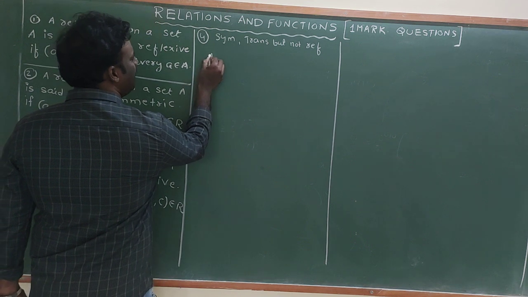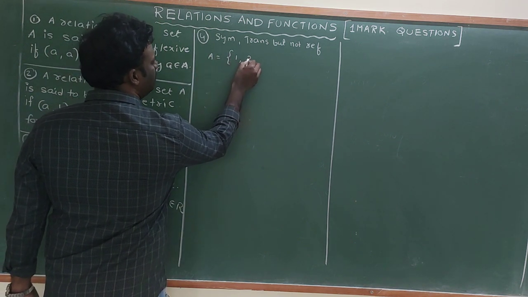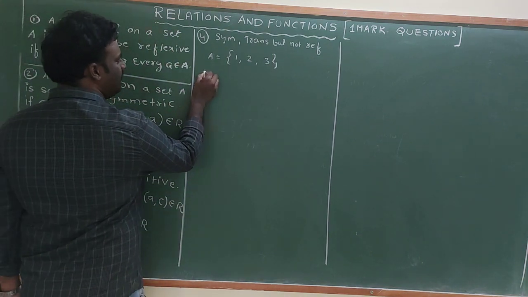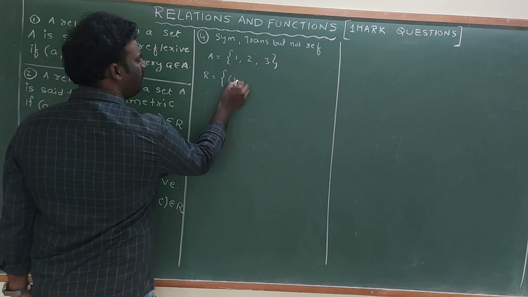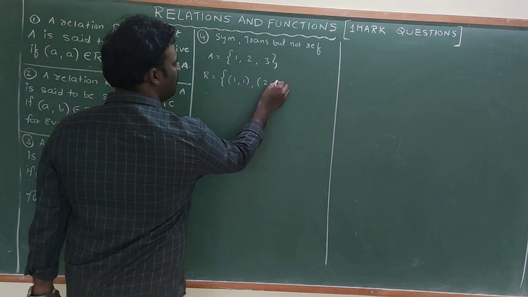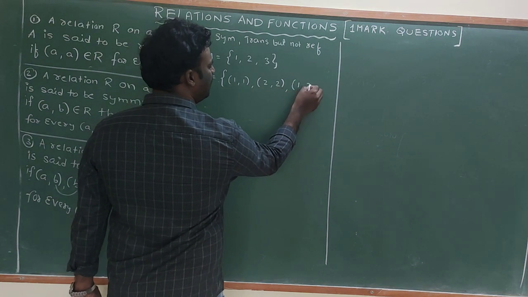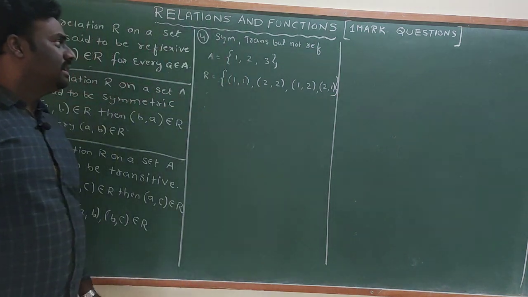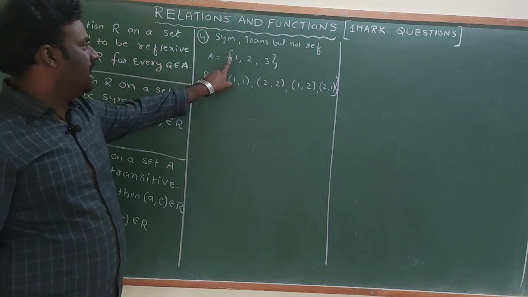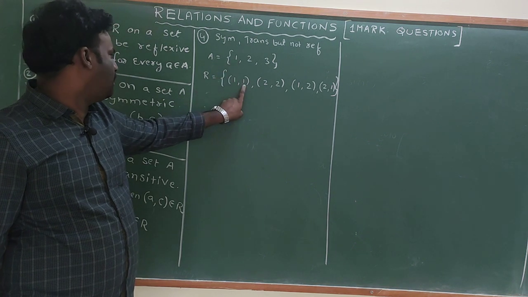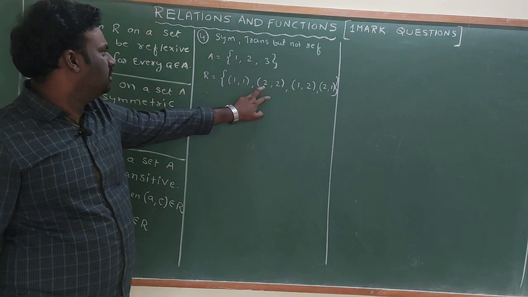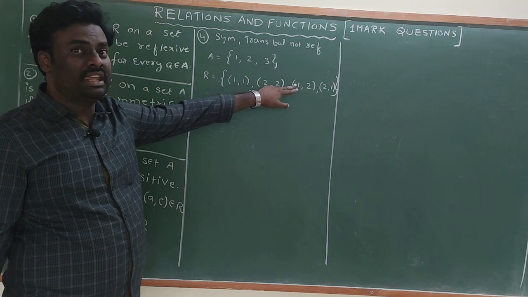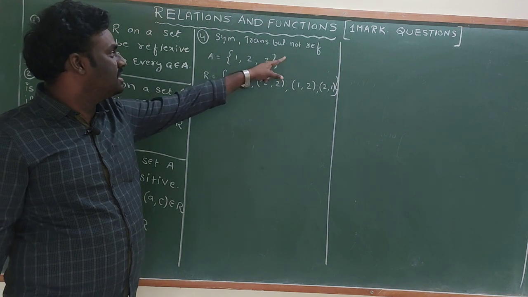Okay. If I take the set A as {1, 2, 3} and the relation R as {(1, 1), (2, 2), (1, 2), (2, 1)}. Observe this relation. If you take the element 1, the pair is (1, 1). If you take the element 2, the pair is (2, 2). But if you take element 3, the pair should be (3, 3). (3, 3) is not there in this relation, so it is not reflexive.